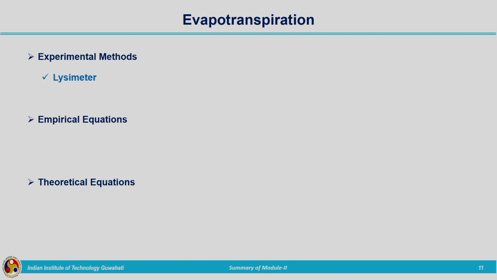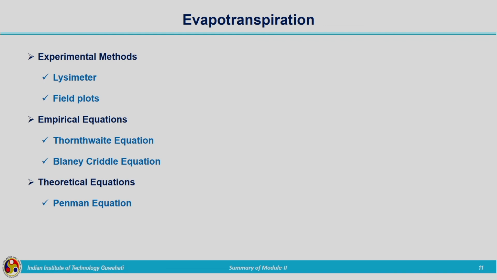Among experimental methods we saw the lysimeter and field plots. Coming to empirical equations, we saw the Thornthwaite equation and the Blaney-Criddle equation. Then we moved on to theoretical equations: the Penman equation and the Penman-Monteith equation. After that, we solved one numerical example using the Penman equation for the determination of evapotranspiration. There we stopped this module on atmospheric water.